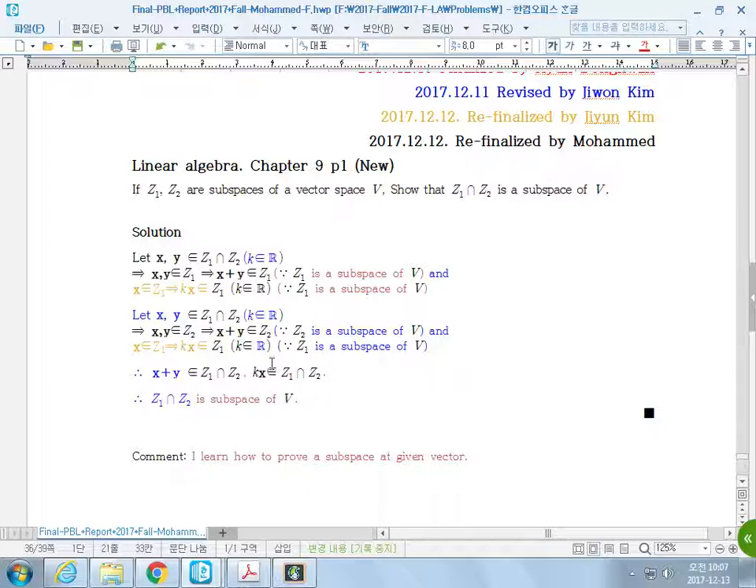So the X plus Y is in G1 intersection G2, and Kx is in the intersection of G1 and G2. Yeah, so only minor errors here. But now you understand. Yeah, I understand. And the G1 intersection G2 is a subspace of V. Yeah, it's a subspace. Okay.